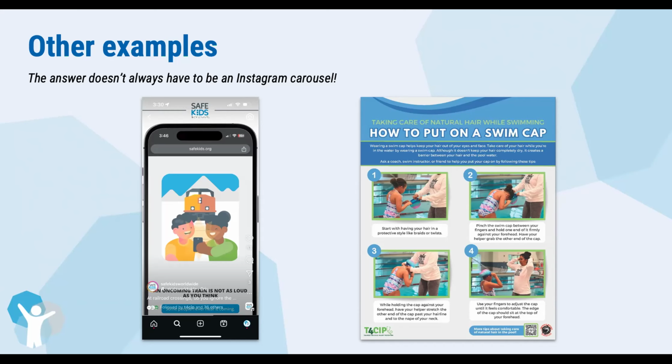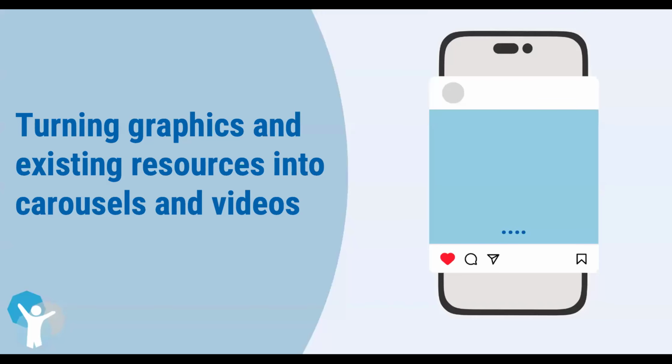So it's the same kind of information, the same visuals, that same consistent branding, but just presented in a different way. And then on the right, there's a one pager, a resource from T4CIP about how to use a swim cap made for swimmers with natural hair. So another kind of example of a visual that you could put together. So yeah, I think that wraps up that section. I think Katrina's going to take over about turning graphics and existing resources into carousels and videos.